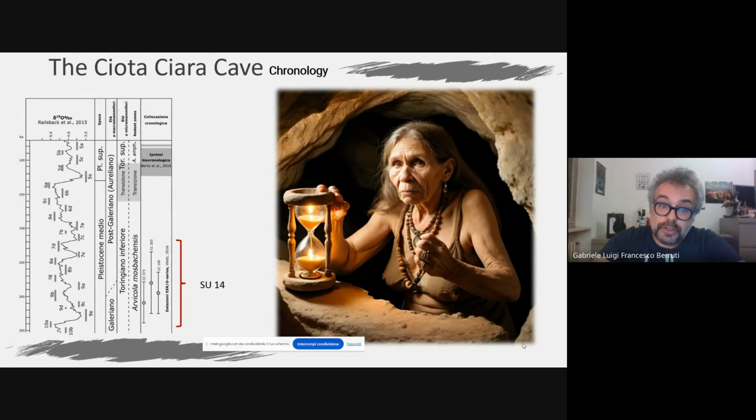Return to the chronology of the Ciota Ciara for the atrial part, because today we spoke only about the atrial part. We have only three dates. Uranium-thorium dates come from three different herbivore teeth from the US 14. All of these three teeth give us a date around 300,000 years ago. So we know that unit 13 is younger than 300,000, and unit 15 is older than 300,000 years ago. It's the only date that we have for this area of the cave.